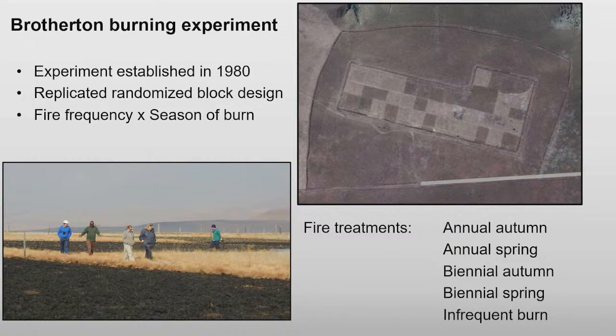This experiment was established in 1980 to look at the effects of fire frequency and burning season on plant community dynamics. It's a replicated randomized block design, and the treatments are mixtures of fire frequency and season of burn. We chose five of the fire treatments that had been maintained since 1980: the annual autumn and spring burns, the biennial autumn and spring, and the infrequent burn. The autumn burns take place after the first significant frost, usually in May, and the spring burns after the first major rainfall, usually around October.